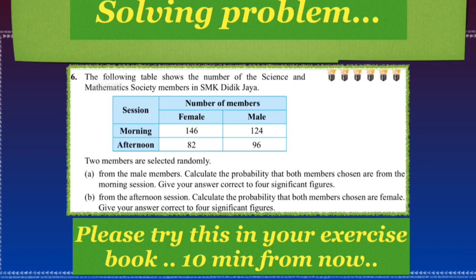Okay, for part B, from the afternoon section, calculate the probability that both members chosen are female. Give your answer correct to 4 significant figures. From the afternoon section, highlight, that is your sample space for question B. Calculate the probability that both members chosen are female. That is the event, event female. So your answer has to be in 4 significant figures. Okay, this is a very good question for you to try. So I give you 10 minutes to do now. Enough? 10 minutes? More than enough. Okay, good try.